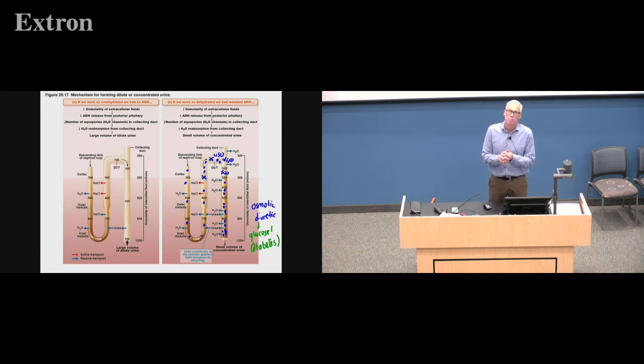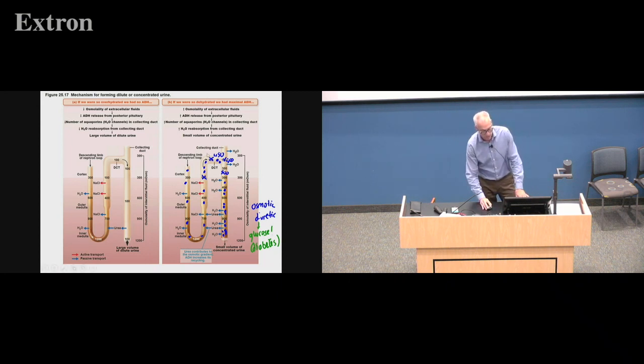I drew some blue dots to represent the presence of a solute in the filtrate that is not normally present. If it was glucose, it would have been absorbed in the proximal tubule. There would be no glucose coming down here into the loop of Henle. So we got some solute there that's not normally present, and it's not going to be reabsorbed. It's going to stay in the filtrate.